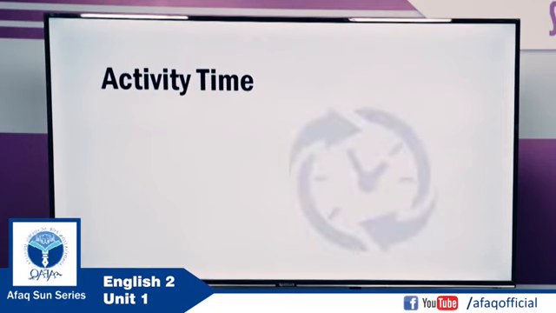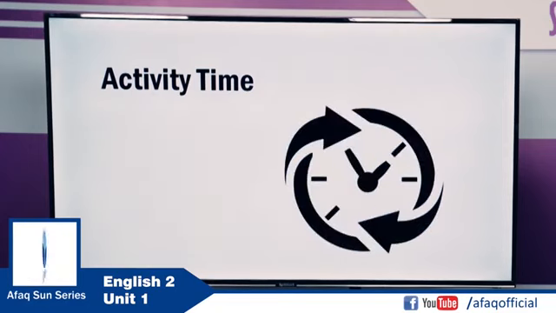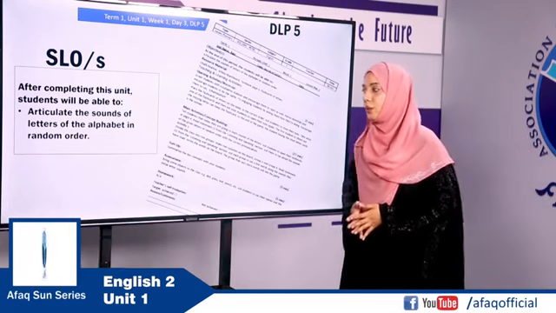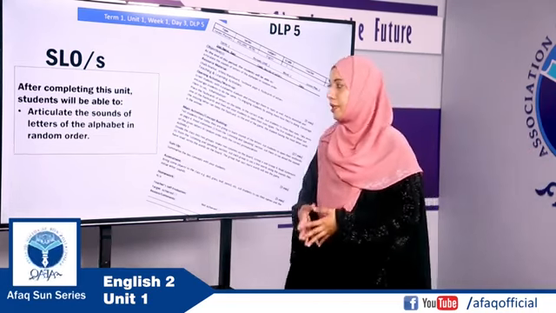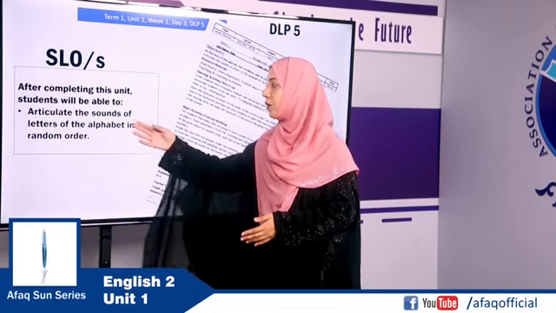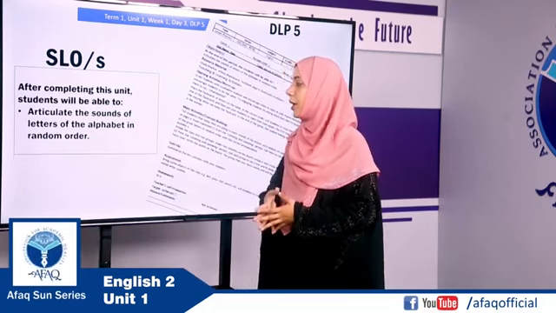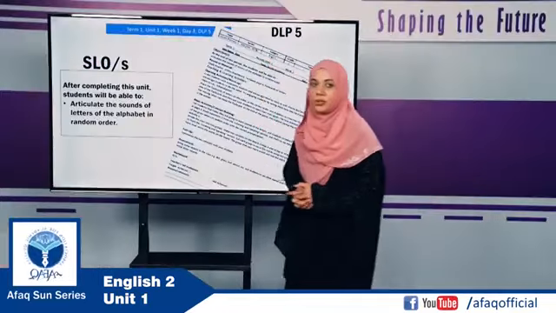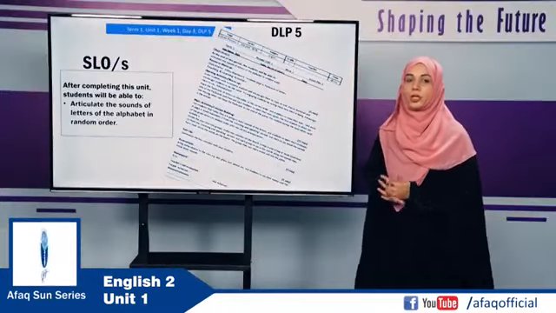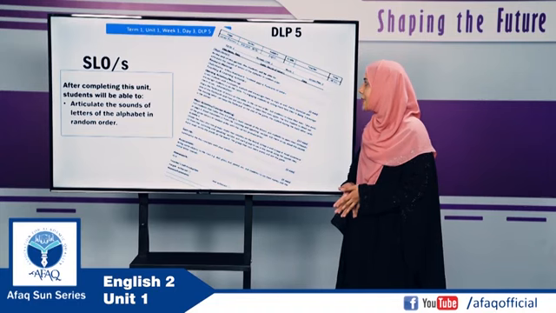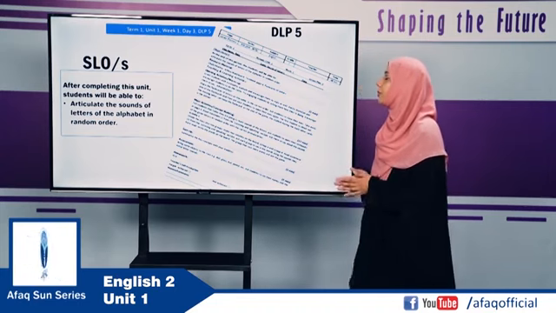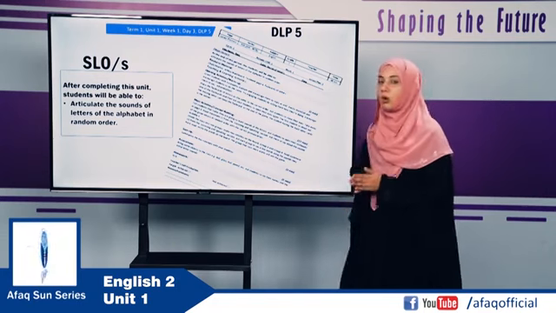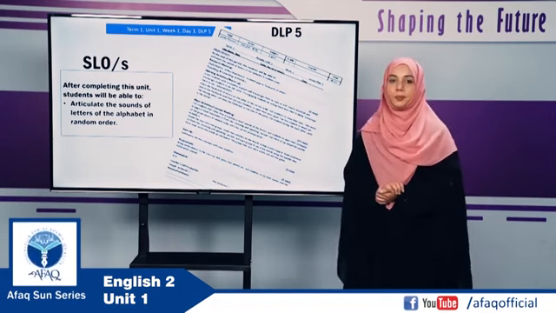Alright dear students, now we are going to our next activity. In this lesson, we are going to cover one SLO. After completing this lesson, you will be able to articulate the sounds of the letters of the alphabet in random order. Dear teachers, complete methodology for covering this SLO has been provided in DLP number 5. This DLP will be covered on day 3 according to our suggested timetable.